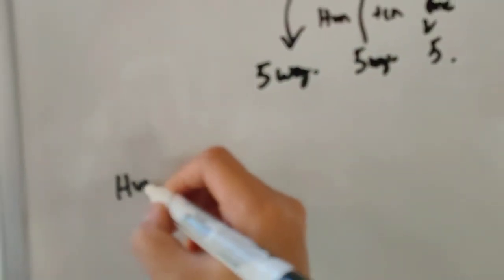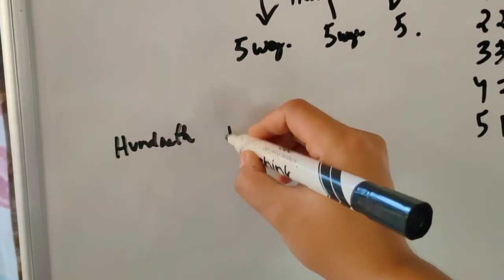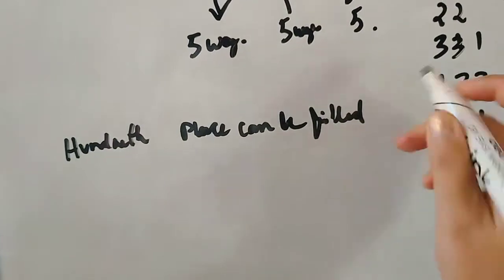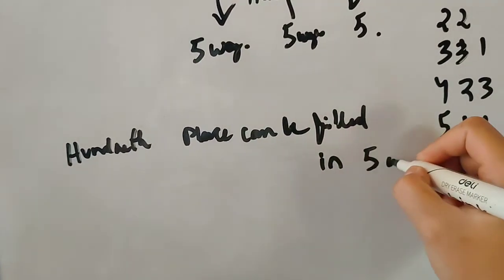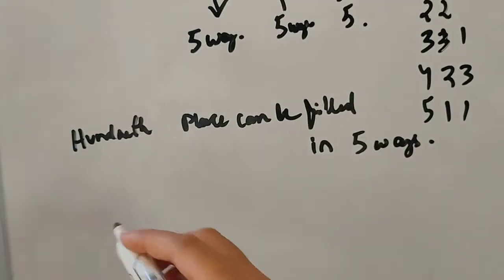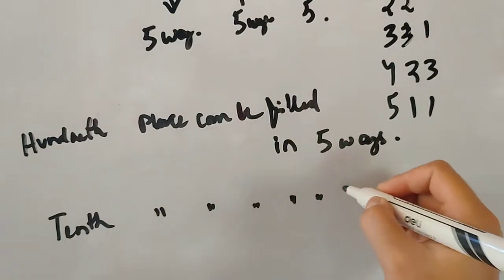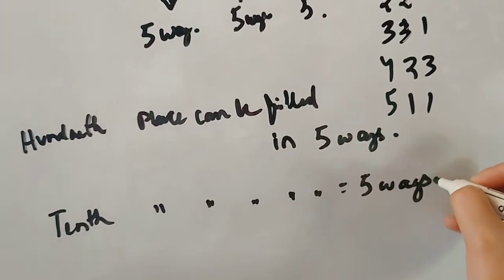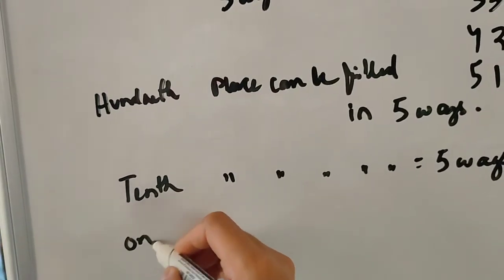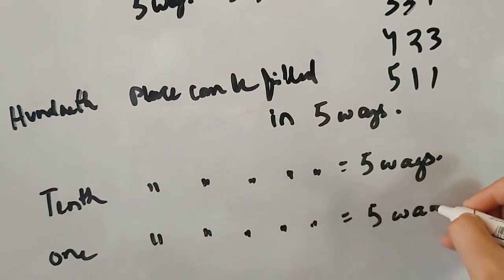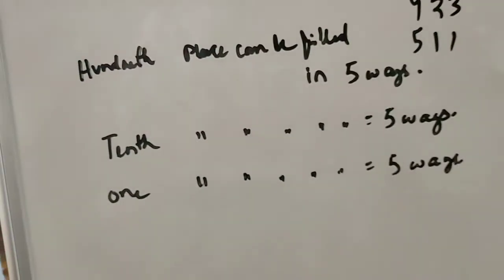What you are going to write down is: the 100's place can be filled in 5 ways. The next is the 10's place. The 10's place can be filled in 5 ways, and my 1's place, or unit place, can be filled in 5 ways. Anything.